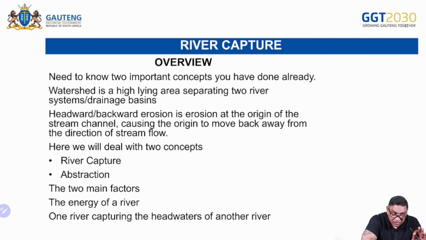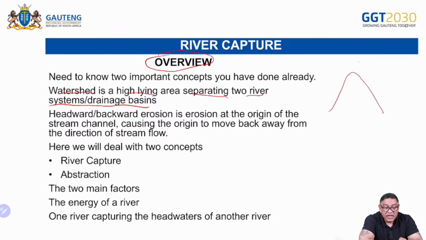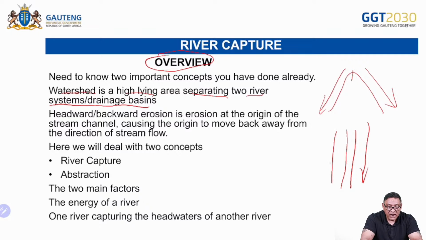So I said about river capture. And I said we need to look at what I'm calling the overview. Two important concepts you need to know that you've done already. The watershed, which is a high-lying area separating two river systems or drainage basins. So I would look at this where we have a high-lying area, and then we would have one river and another river. This is important to understand river capture. There's your watershed. Or we could have a watershed and the rivers could flow parallel or on the side of the watersheds like that. So we could have two types of movements along that watershed.